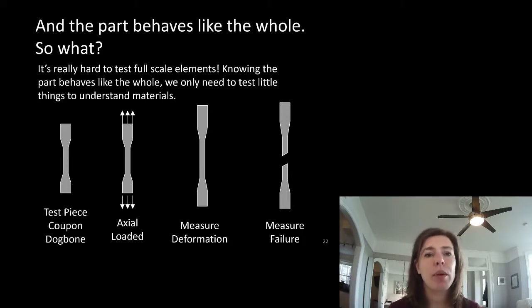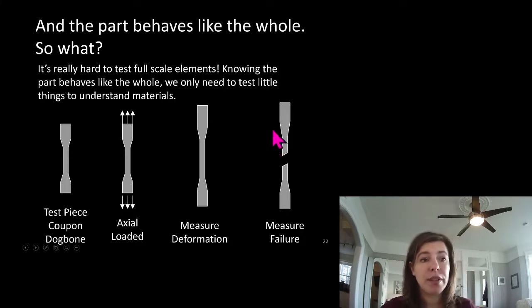And this is important because now we can test small elements of things to figure out how these materials behave. So it's really hard to test our full-scale elements. If we know the part behaves like the whole, we only need to test little elements to understand the material. So, we do that exactly for our different materials.